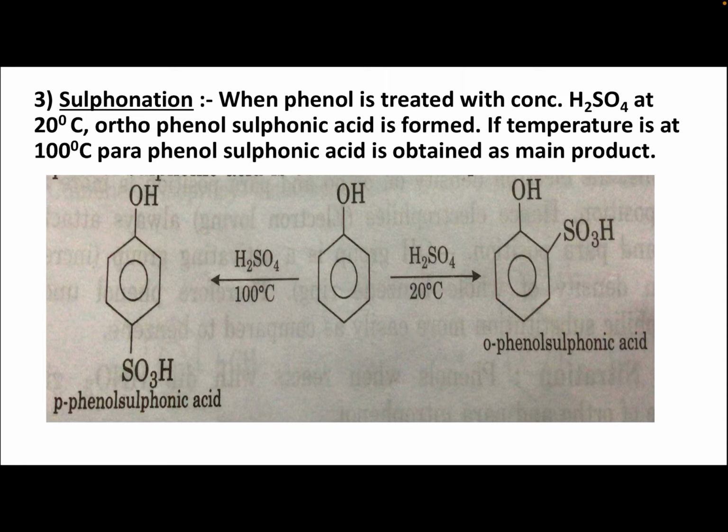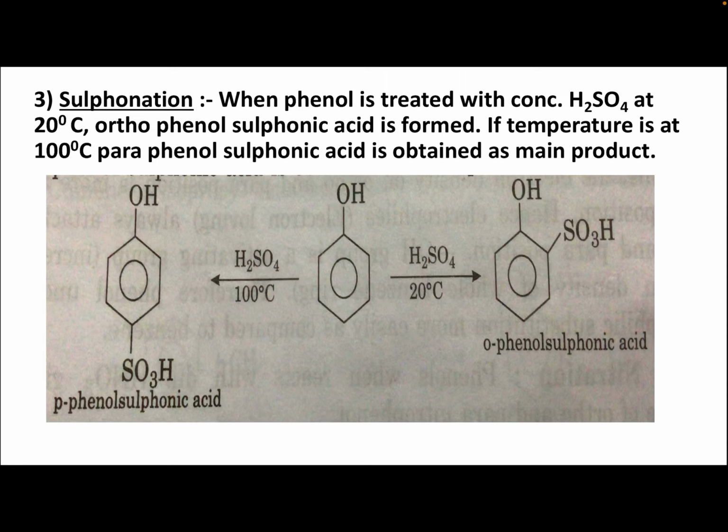Next reaction is sulfonation. When phenol is treated with concentrated H2SO4 at 20 degrees centigrade, ortho phenol sulfonic acid is formed. If the temperature is 100 degrees centigrade, para phenol sulfonic acid is obtained as the main product. In the middle you see phenol. On the right side there is an arrow, the temperature is 20 degrees centigrade, and in the presence of sulfuric acid you get ortho phenol sulfonic acid.